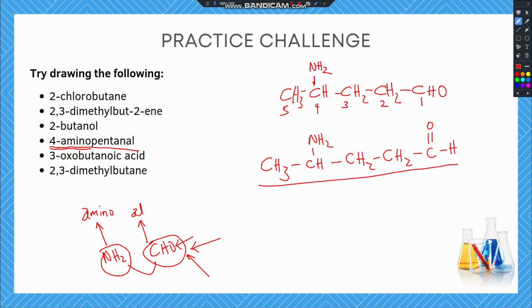This is what the structure would look like. So go ahead and do the structures of all these compounds. I'd be waiting to receive them in the comment section below.